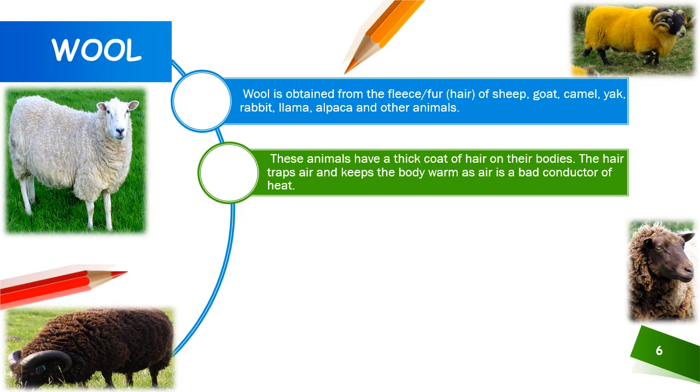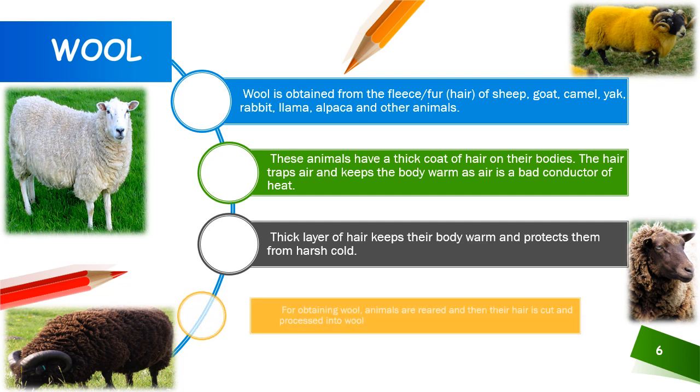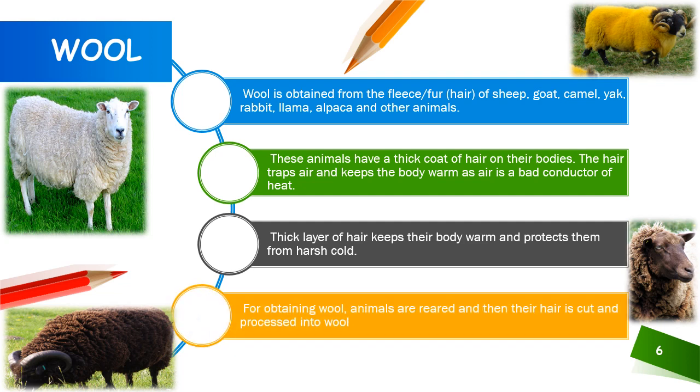The thick coat of hair traps a lot of air and keeps the body warm, as air is a bad conductor of heat. It prevents the warmth of the body from escaping and also prevents the coldness of the surrounding air from entering the body. For obtaining wool, animals are reared and then their hair is cut and processed into wool.